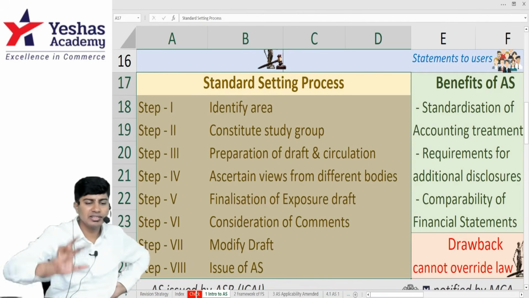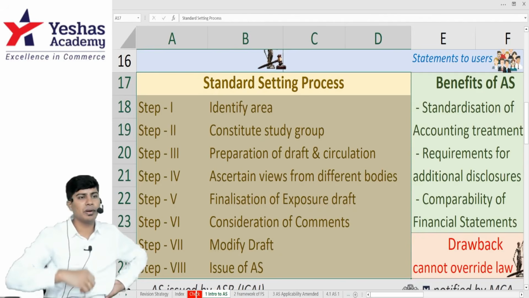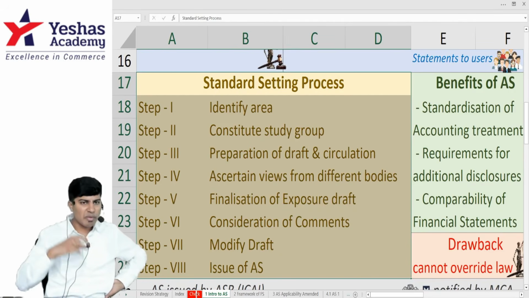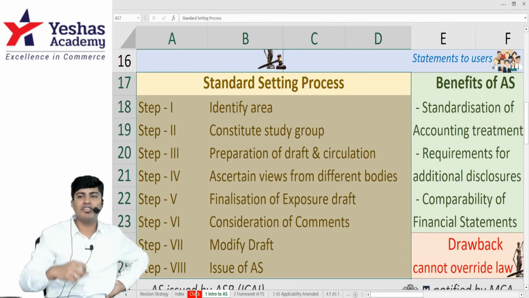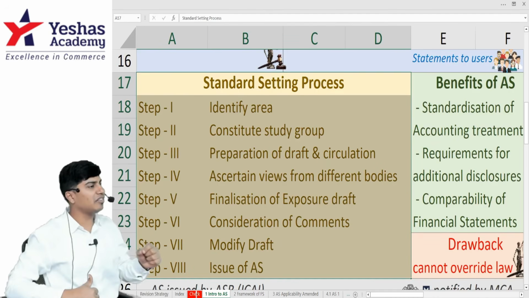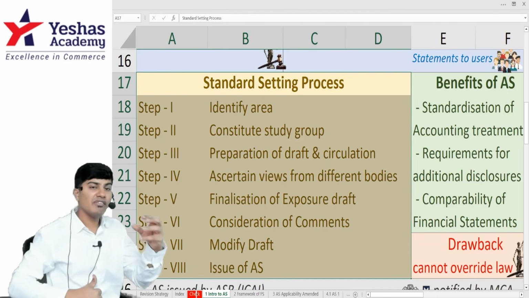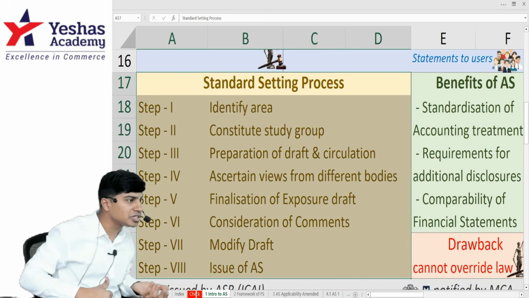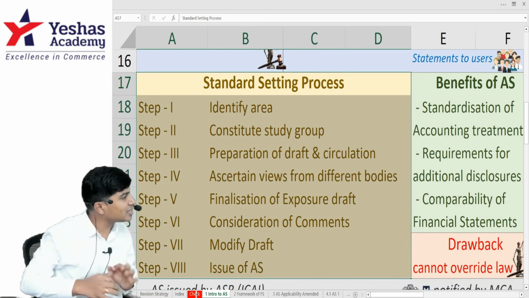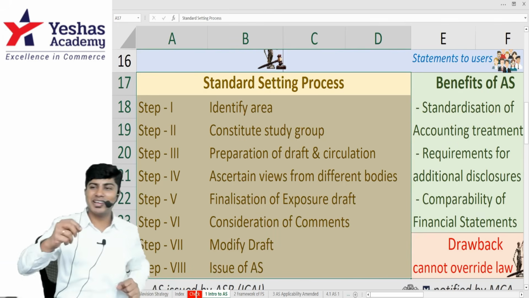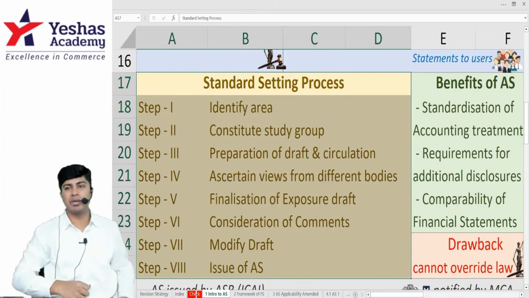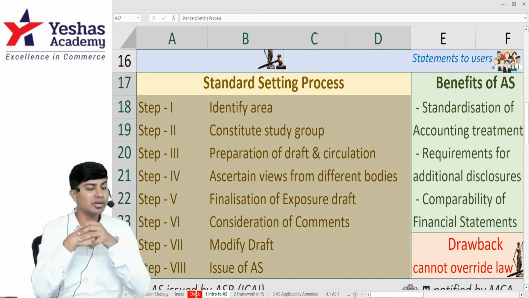First of all, there is a problem. We identify the problem. We have a problem identifying the value of inventory. We have a problem identifying the value of an asset. We have a problem computing depreciation. We have a problem writing a sale entry. We have a problem recognizing a liability. We identify the problem area. Then what do we do?